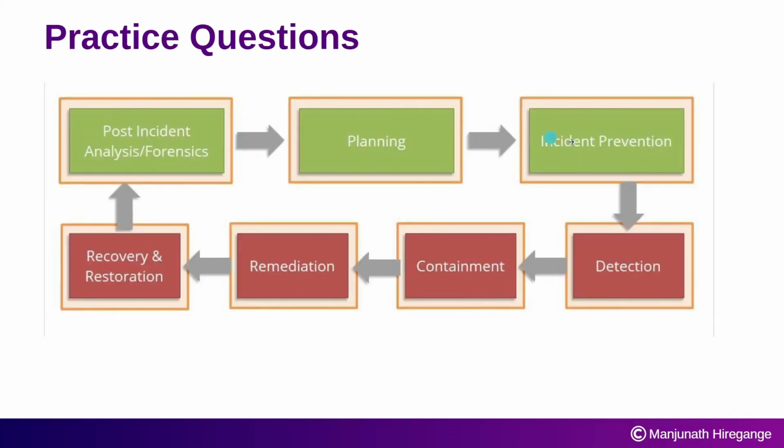If you look at the incident response life cycle, starting from planning, incident prevention, detection, containment, remediation, recovery, restoration, and post incident analysis for forensics, you would easily expect 6 to 7 questions from this chart alone. Chart in the sense, you have to know what is happening in planning and what we do in incident prevention, even detection, containment, remediation. In each of the sections you would easily expect 7 questions. So this is the easiest topic that you can cover. Make sure you know these life cycles very carefully. Okay, so the right answer was planning, containment, and remediation. That was the correct answer.